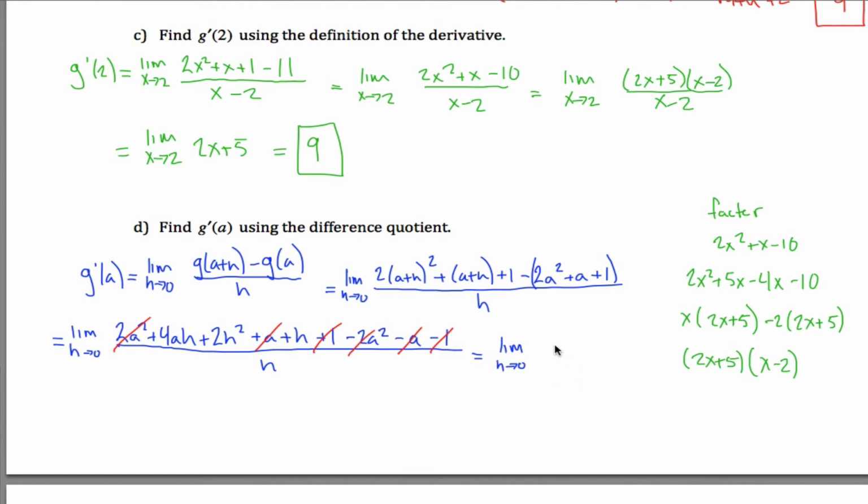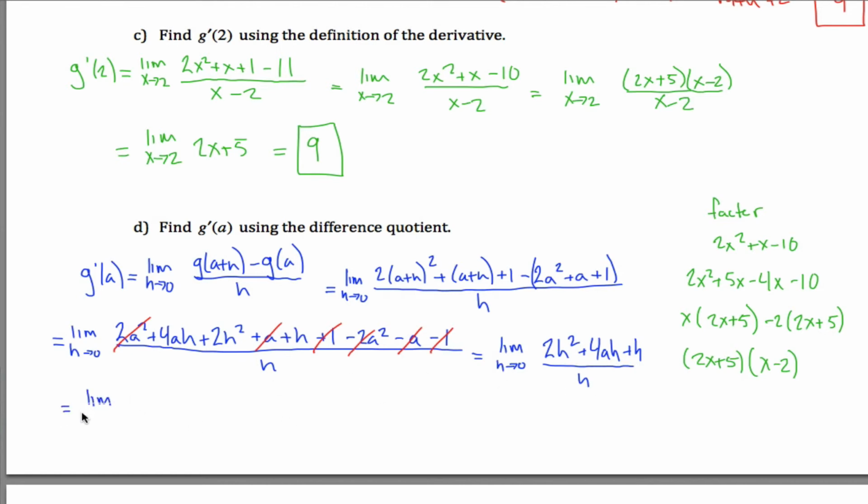I got a 2h squared. That was this guy right here. I got a 4ah. That's this guy right here. And I got an h. And that whole thing is divided by h. Factor out an h from the top and cancel it with the h in the bottom.